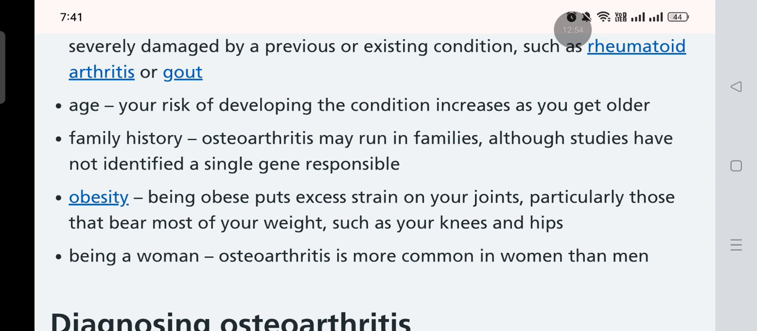Obesity: being obese puts excess strain on your joints, particularly those that bear most of your weight, such as your knees and hips. Being a woman: osteoarthritis is more common in women than men.